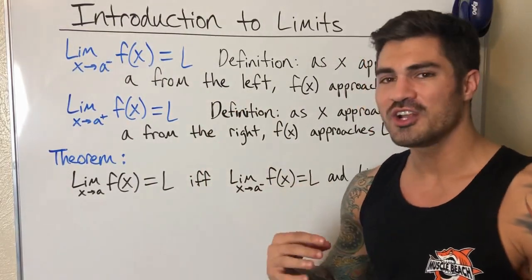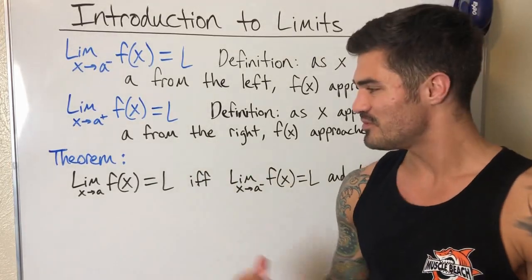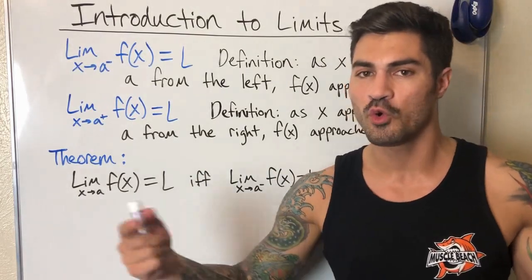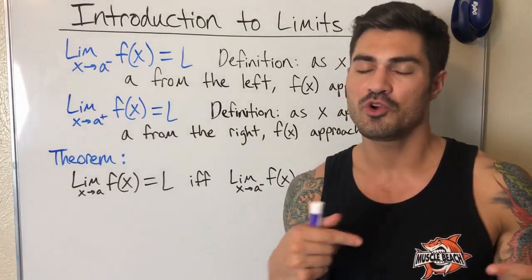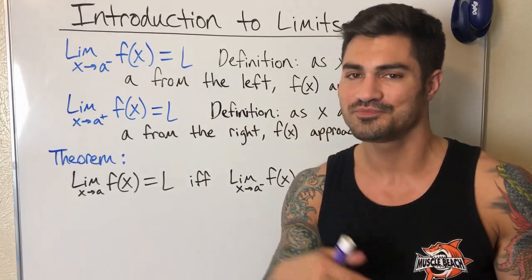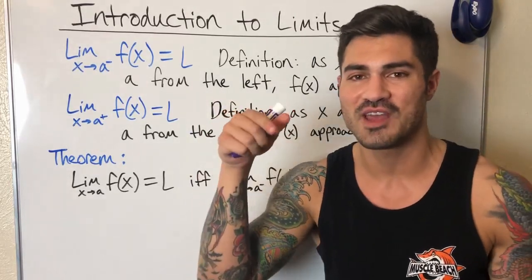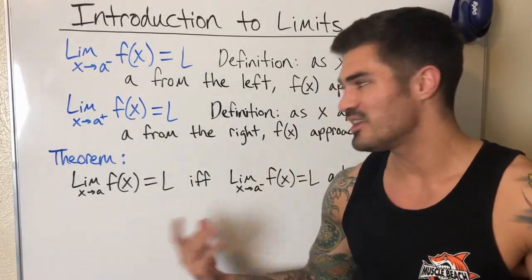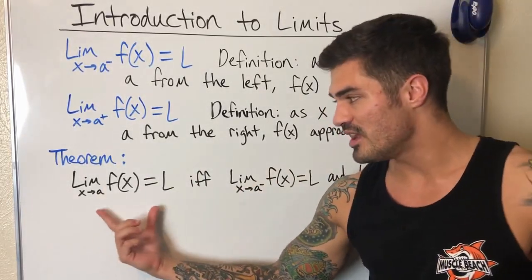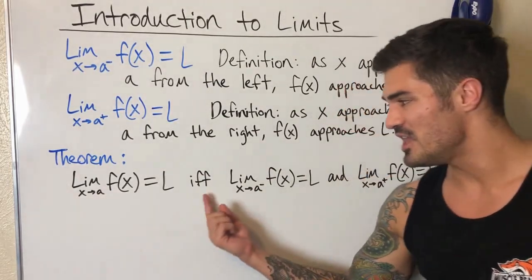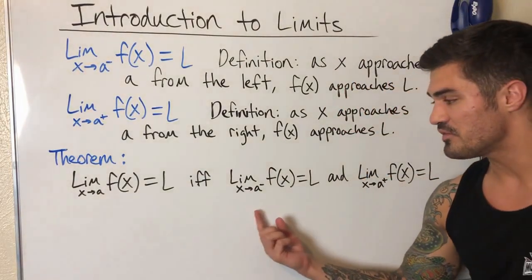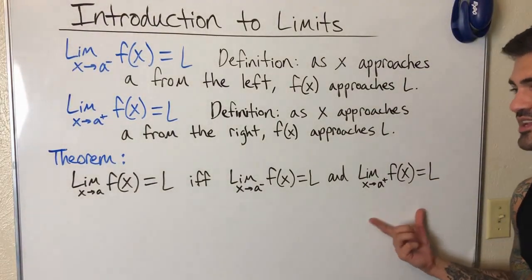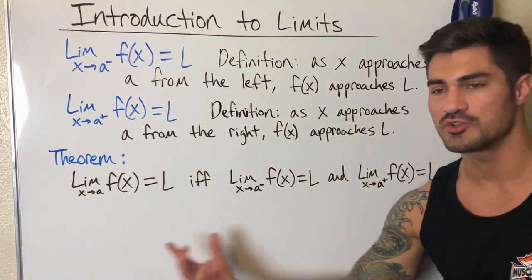So that kind of logic leads us into this theorem. Because if you remember the definition of a limit, we could approach a from either the left or the right, okay? Either way we approach, we have to be approaching L, right? Our f of x values, our y values have to be approaching L, whether we approach a from the left or from the right. So that logic, again, leads us to this theorem where the limit exists and equals L if and only if the limit from the left exists and equals L, and the limit from the right exists and equals L.